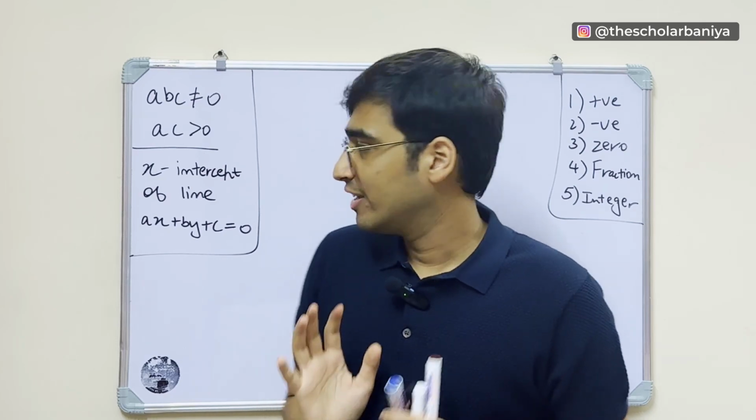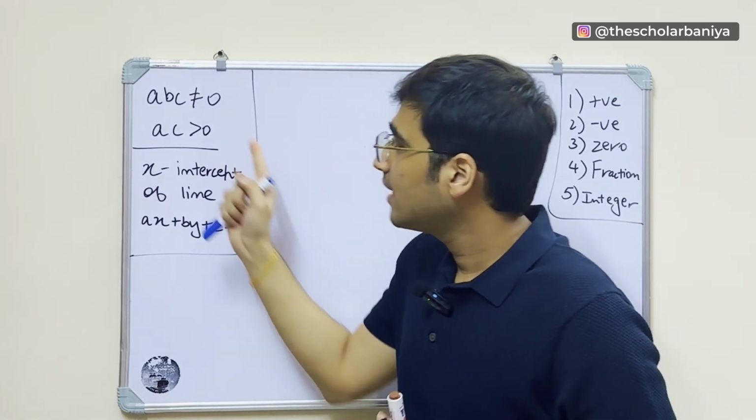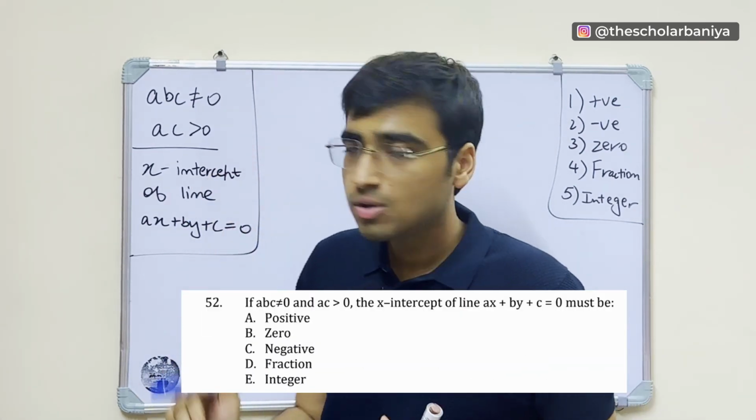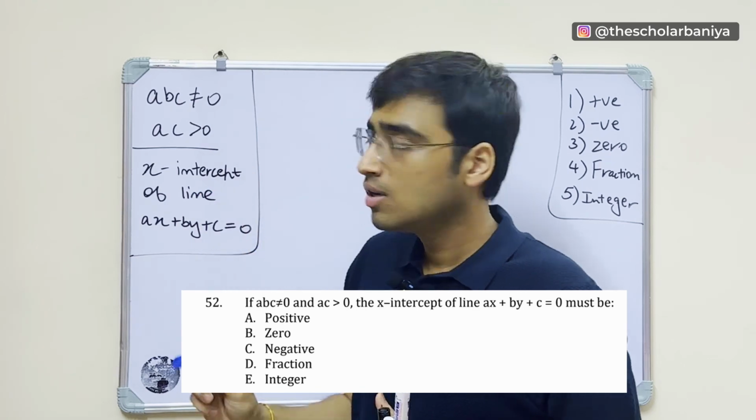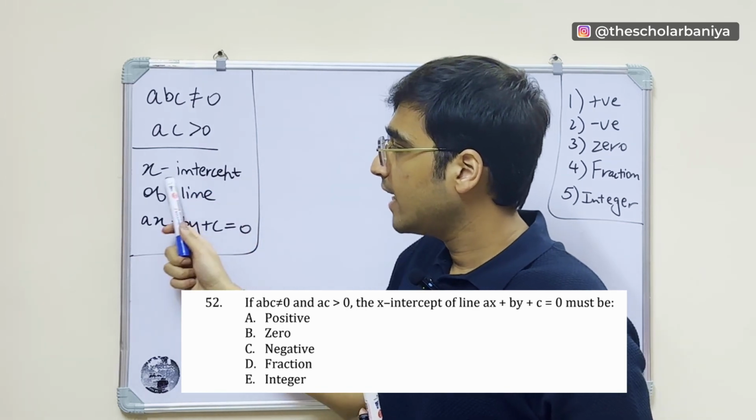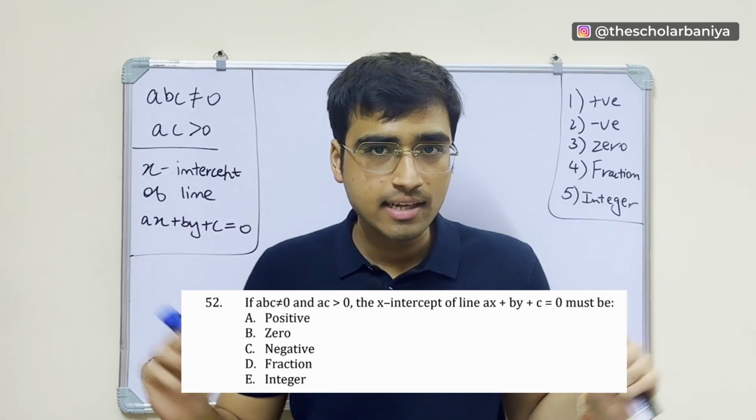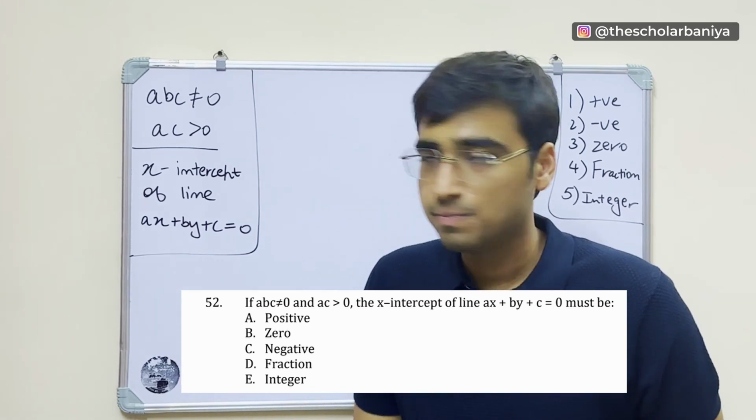So let's move on to the next question, guys. In this question, we are given that ABC is not equal to 0, AC is greater than 0, and we have to find the x-intercept of the line ax plus by plus c equals 0, right?